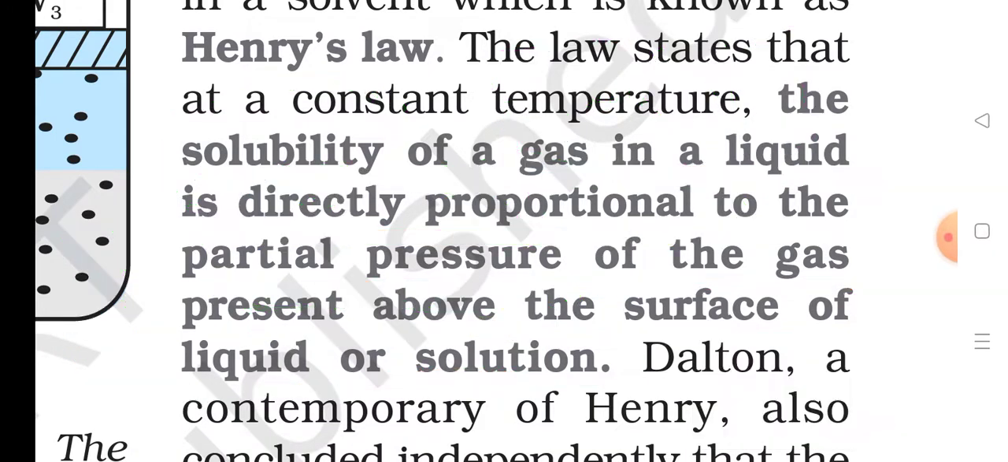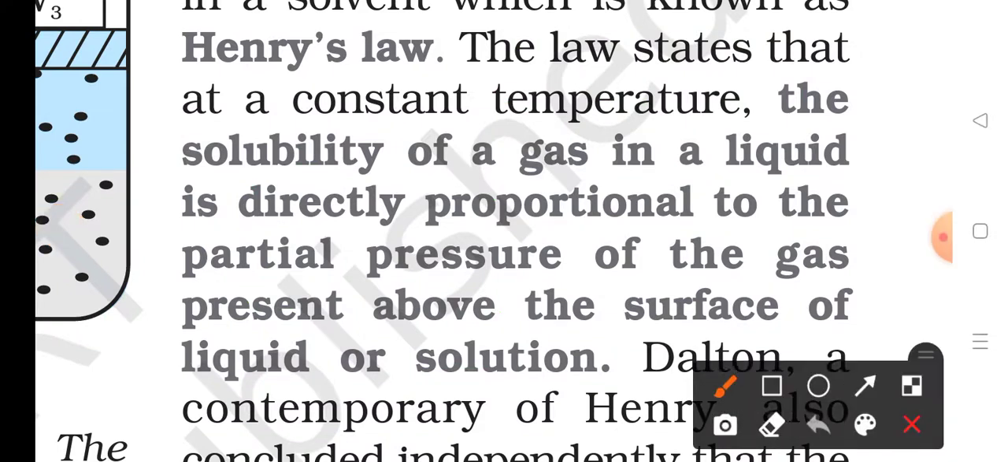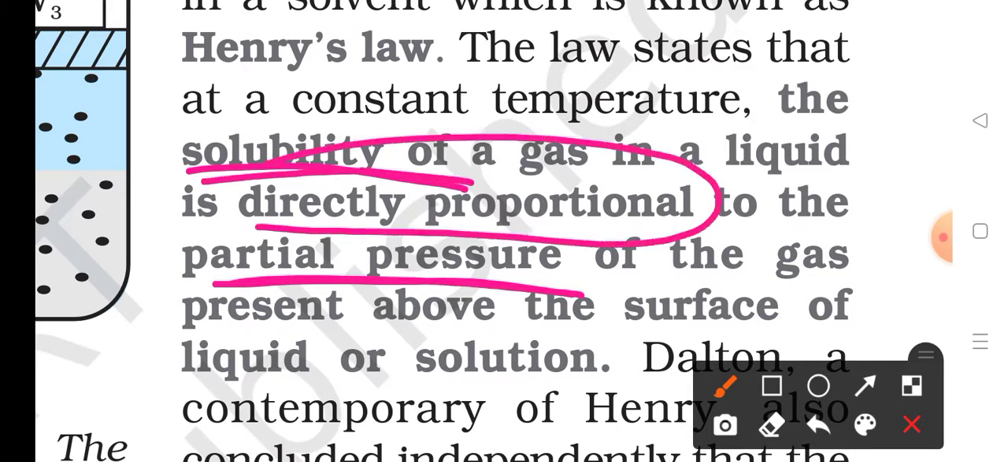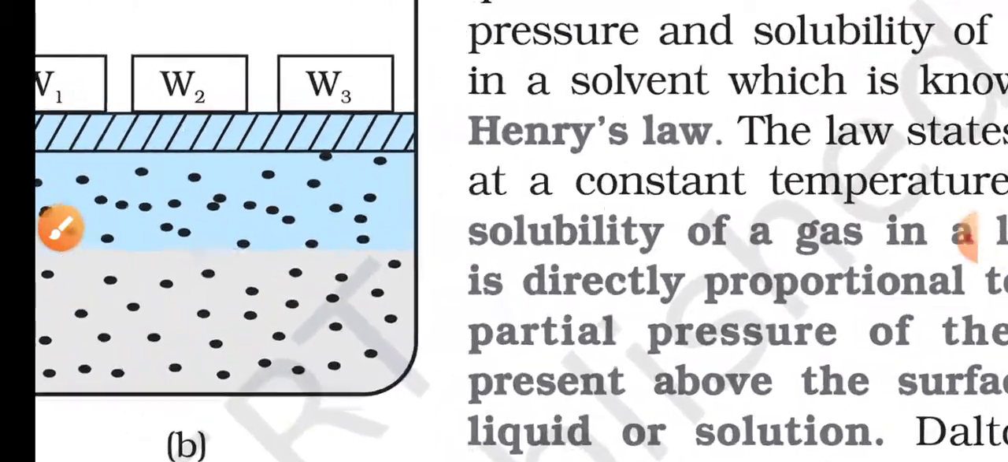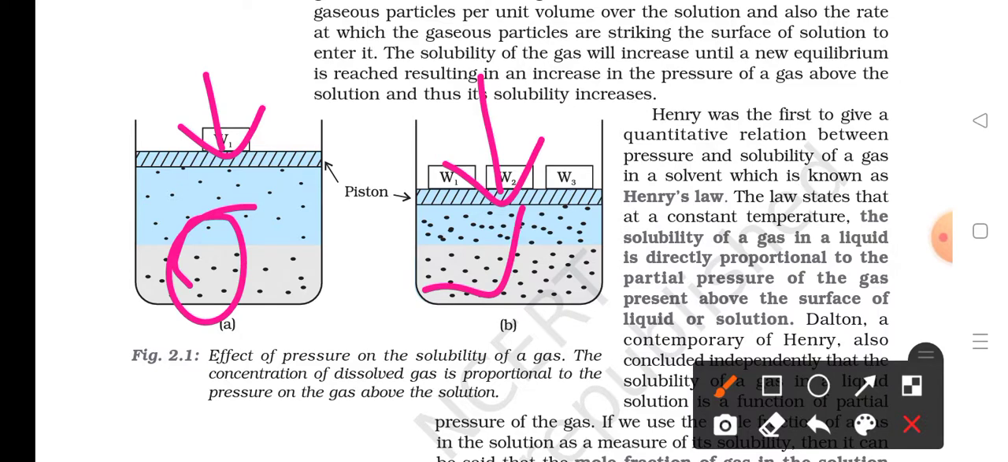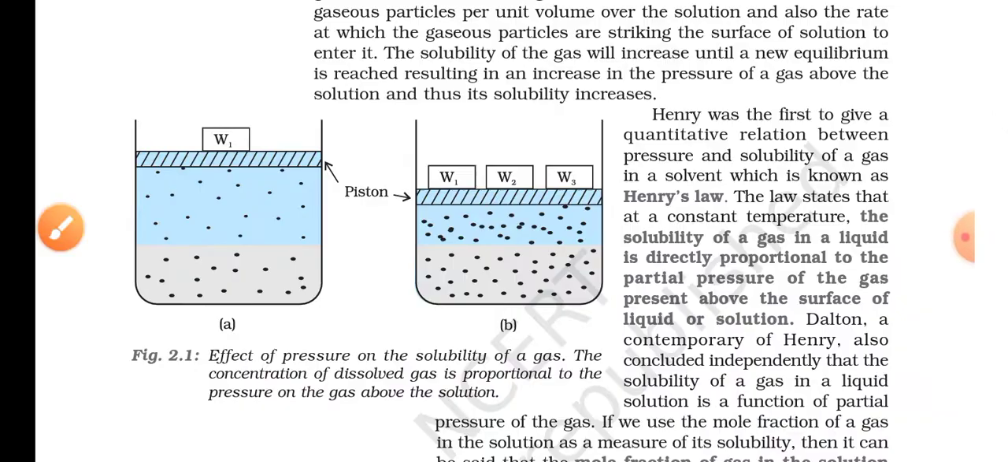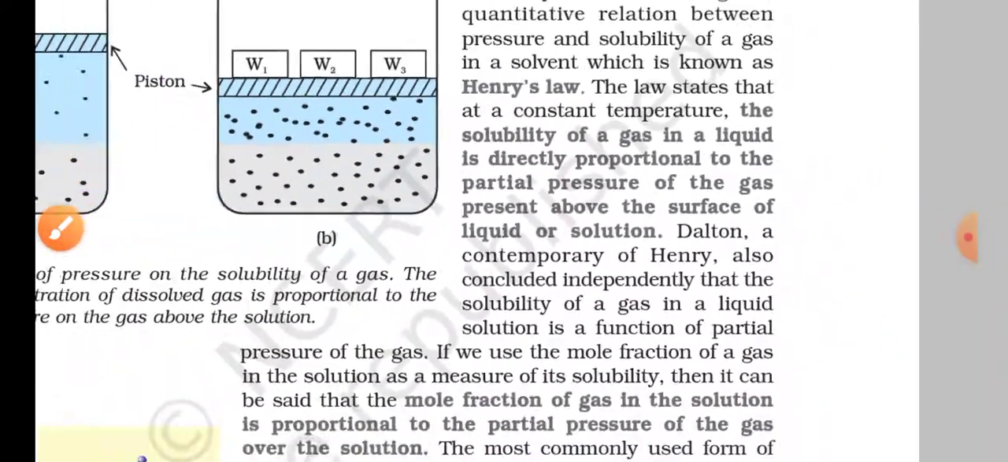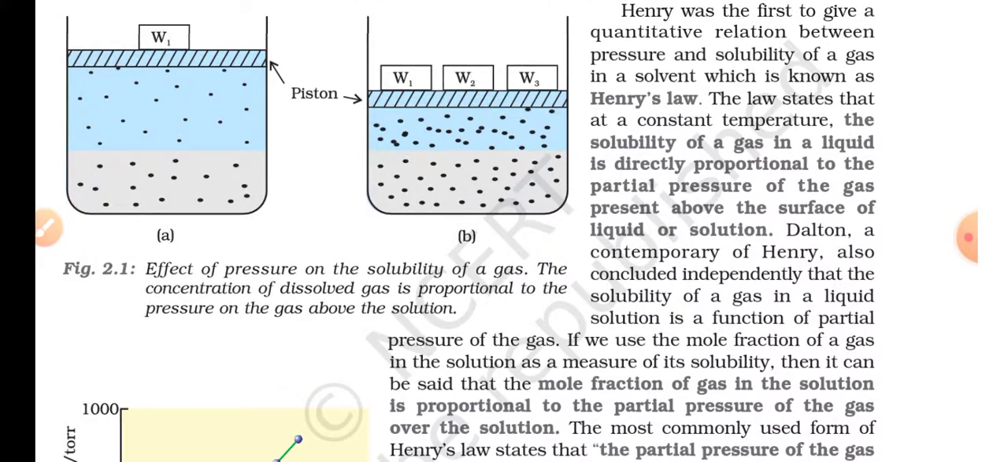So this is all about Henry's law, and I think it's quite easy for you now, because we know that whenever we increase the pressure, solubility increases, and whenever I decrease the pressure, solubility decreases. That means solubility and pressure are directly proportional to each other. If the pressure is less, solubility is less. If the pressure is more, solubility is more. That's all about Henry's law.